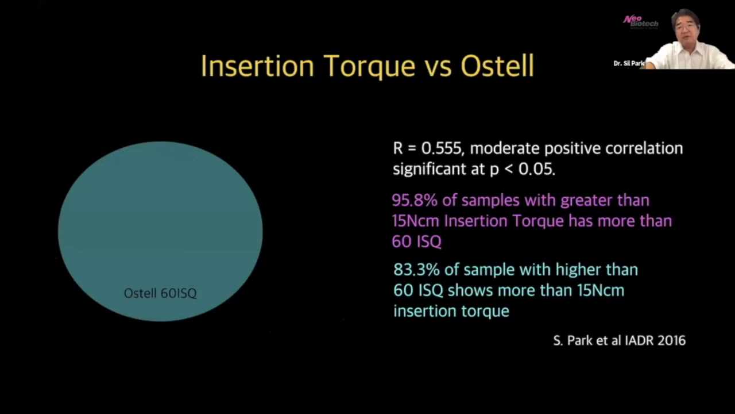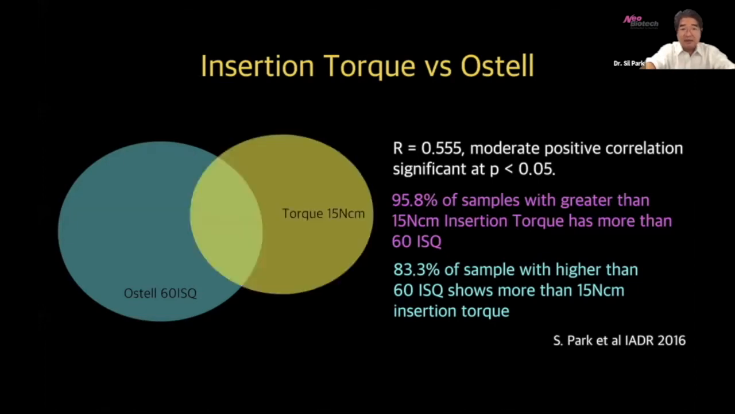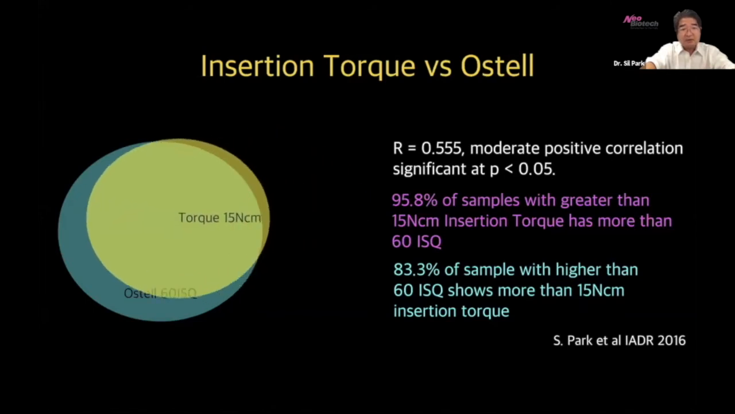If you measure the sample that has more than 60 ISQ, and you have a torque above the 15 Newton centimeter, the common area between those two is larger for the torque. That means if I have to choose which one is more safe in terms of the clinical situation, torque has a more common area. So when I compare those two, I choose the insertion torque as my stability number.